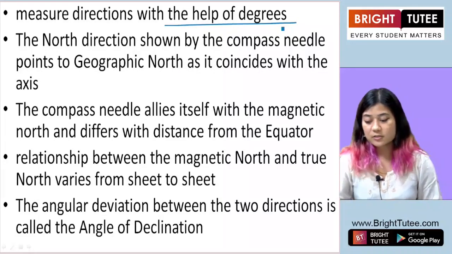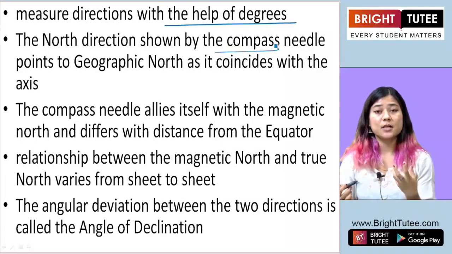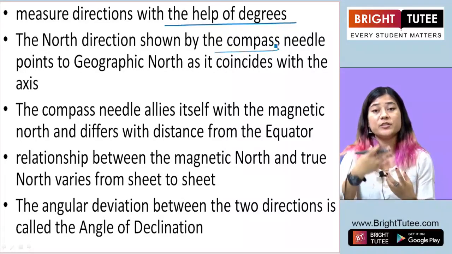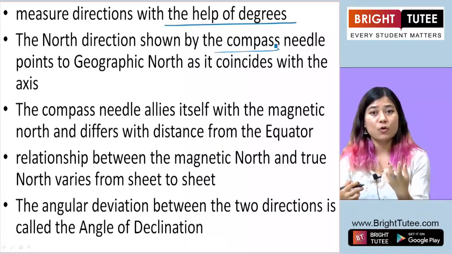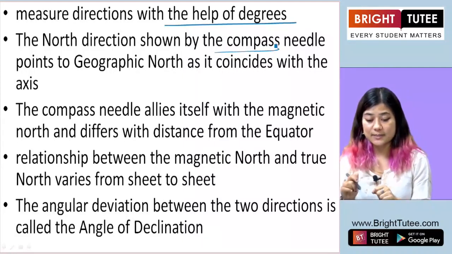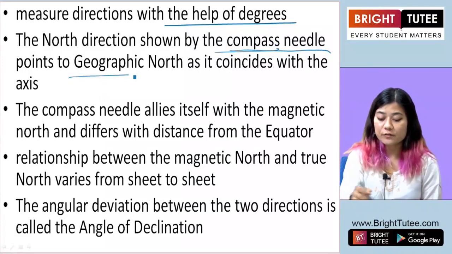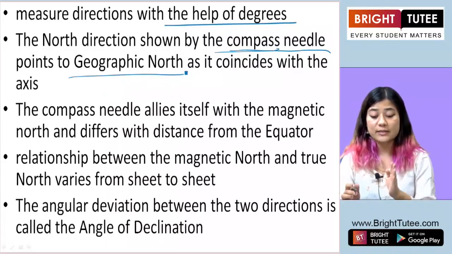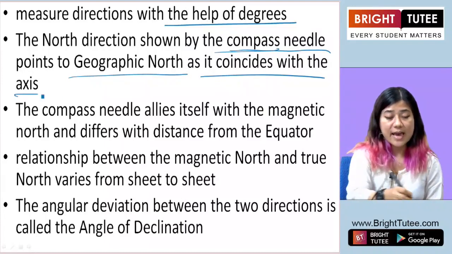The north direction shown by the compass. Now there is something called a compass, which helps us understand the direction, which side is north or which is south. Once we know north, we know where south is, and then we know where east and west are. The compass needle points to geographic north, the north that we use in geography, as it coincides with the axis.